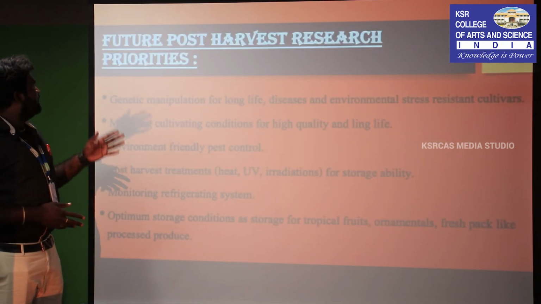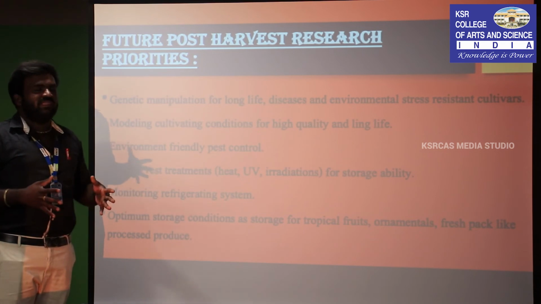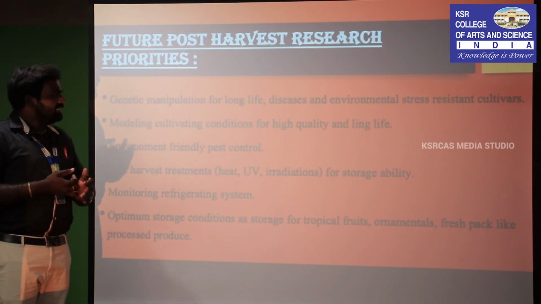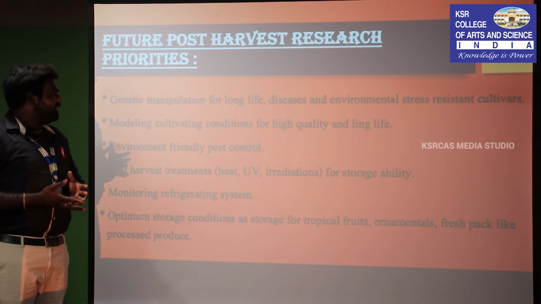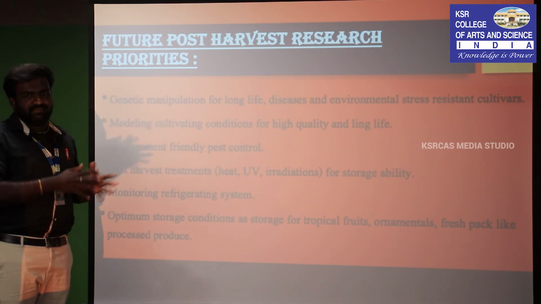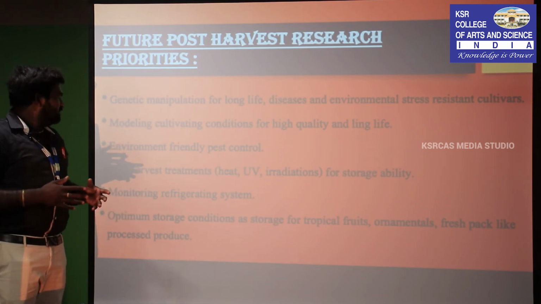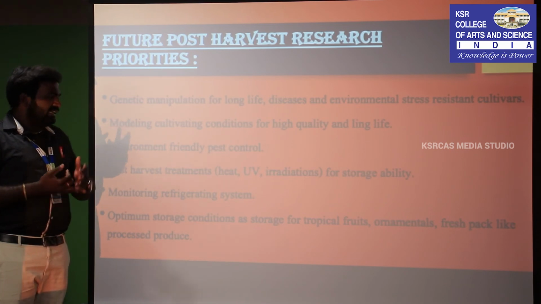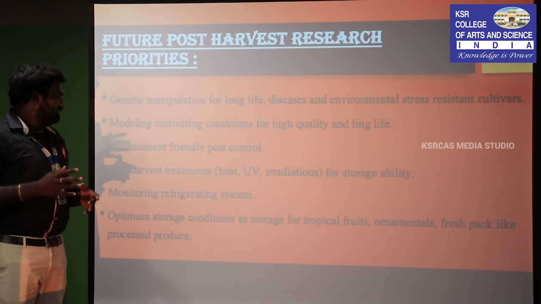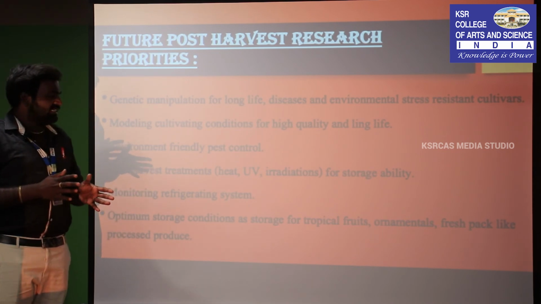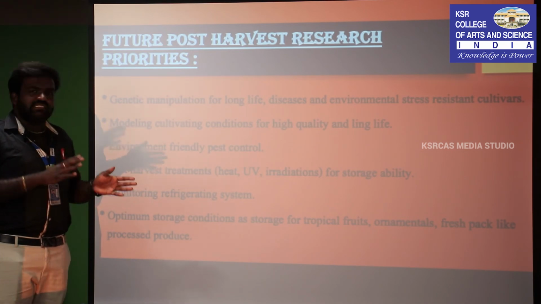In the next slide we see post harvest research priorities. The first one is genetic manipulation for long life and disease and environmental stress resistant cultivators. The second one is modeling cultivating conditions for high quality and long life. Third one is environmentally friendly pest control. Fourth one is post harvest treatments like UV, heat, irradiation for storage ability. And the fifth one is monitoring refrigerating systems. And the sixth one is optimum storage conditions for tropical fruits and ornamentals and fresh packaged produce.